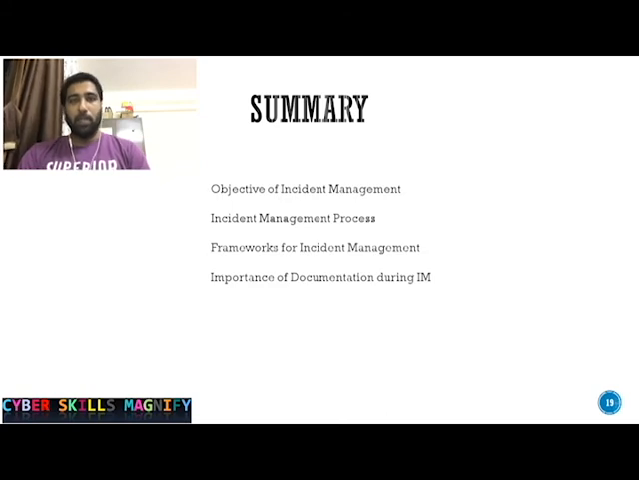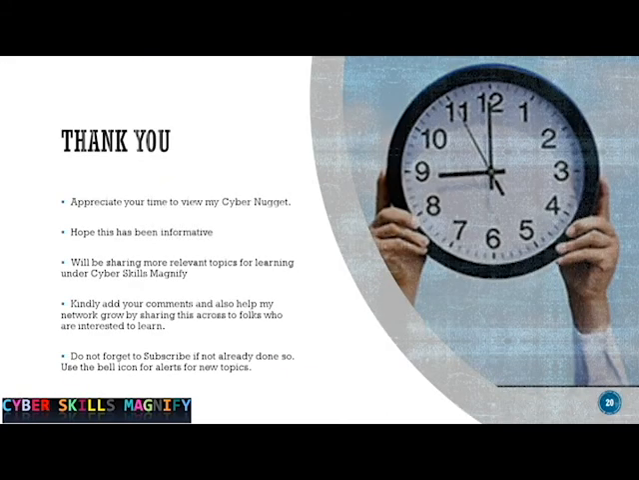So this brings us to the end of the session, through which we got a complete session on incident management.